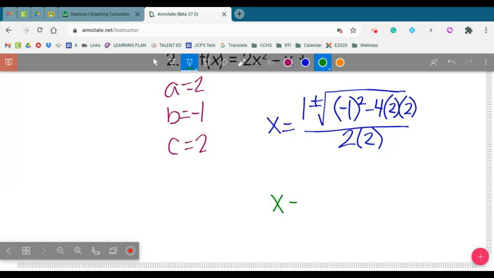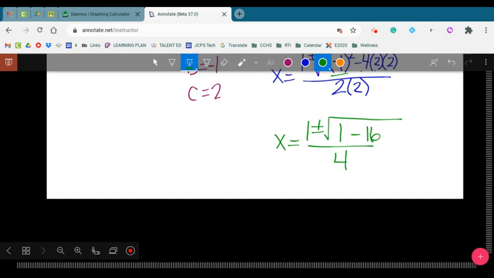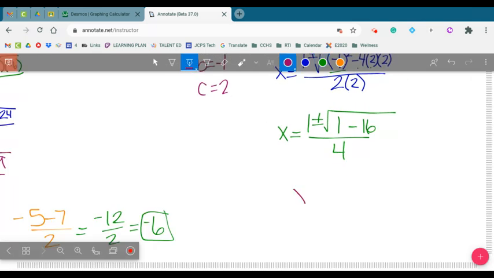Simplify inside your radical. 1 squared is 1. And then minus 4 times 2 is negative 8. Negative 8 times 2 is negative 16. All over 4. And then you get x equals 1 plus or minus the square root of negative 15 divided by 4.